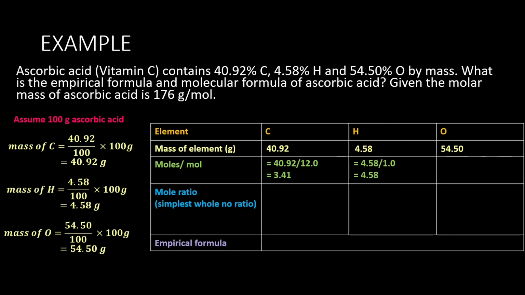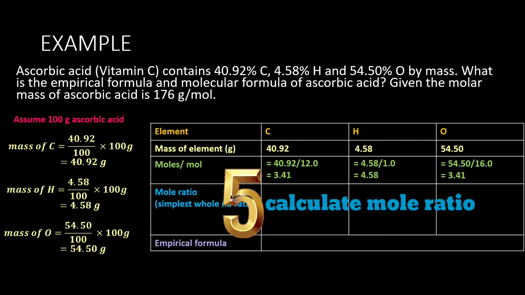To find moles of oxygen, 54.5 divided by 16 gram per mole, because the molar mass of an oxygen atom is 16 gram per mole, giving us 3.41 mole. In step number 5, we calculate the mole ratio.